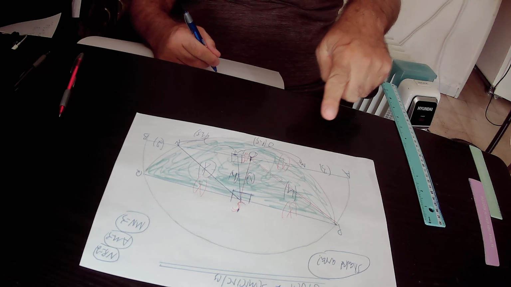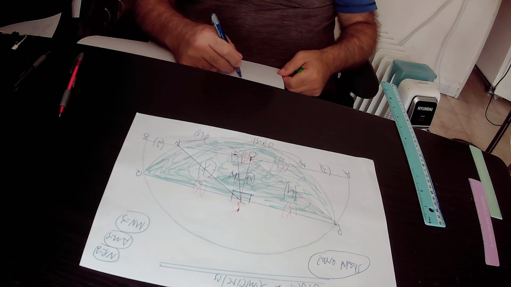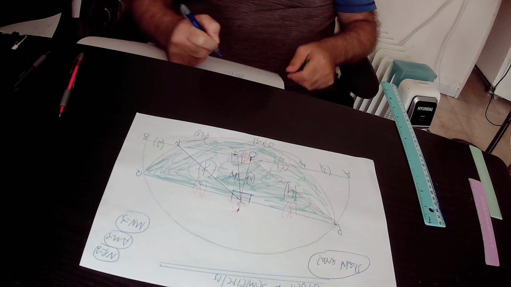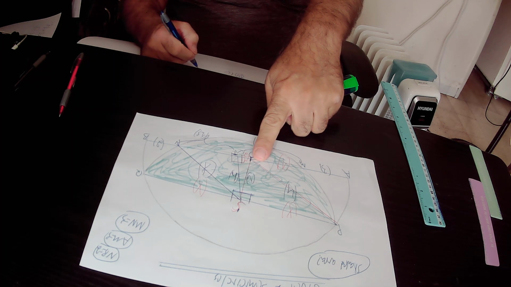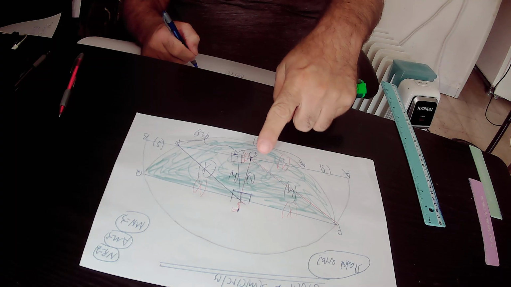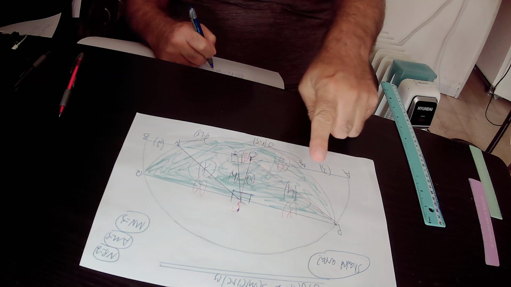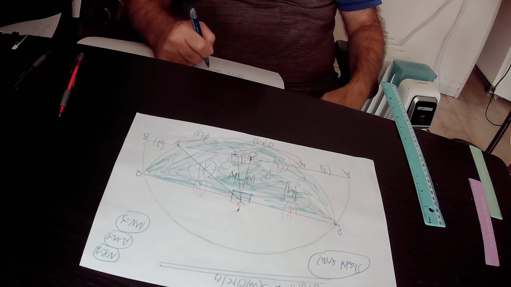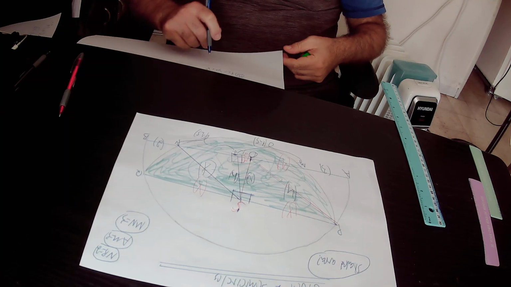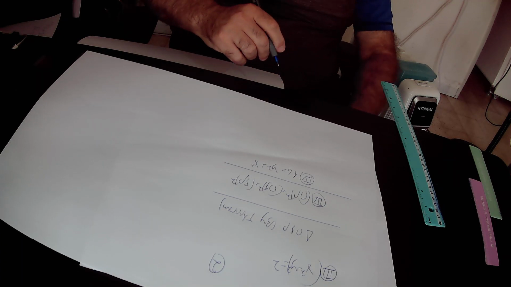OP is 4, therefore OP squared is 4 squared, that is 16. And it equals OS squared. OS is y, therefore OS squared is y squared, plus SP squared. SP is x, therefore SP squared is x squared. So in total, according to equation 4, x squared plus y squared equals 16.